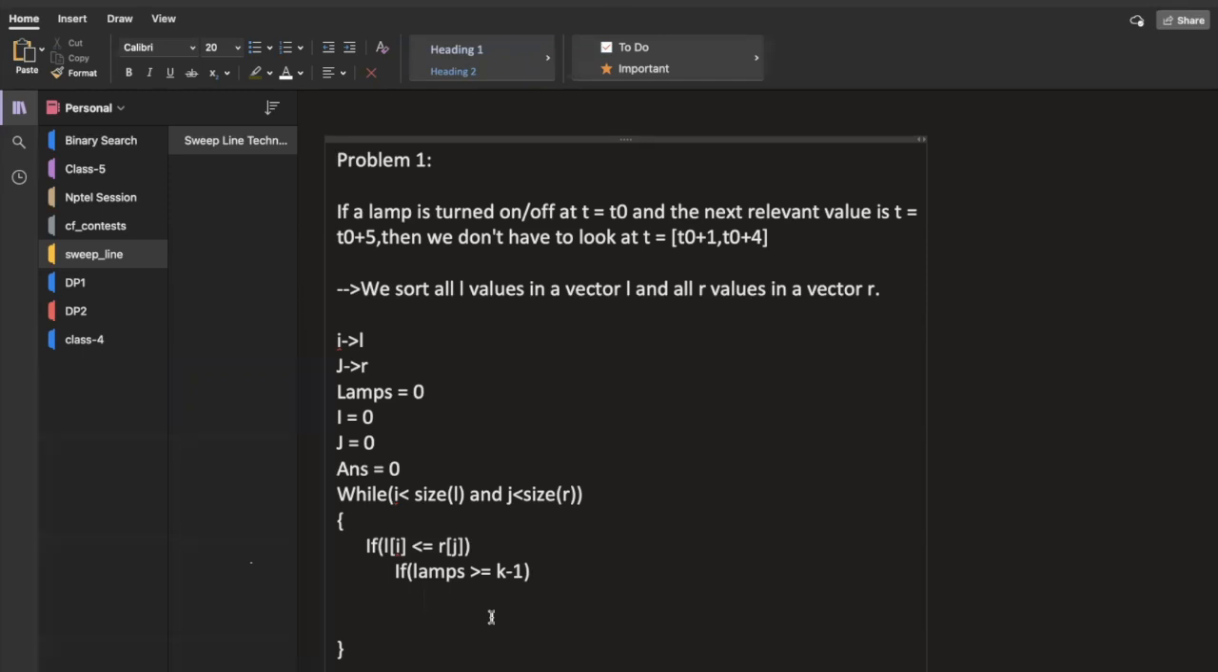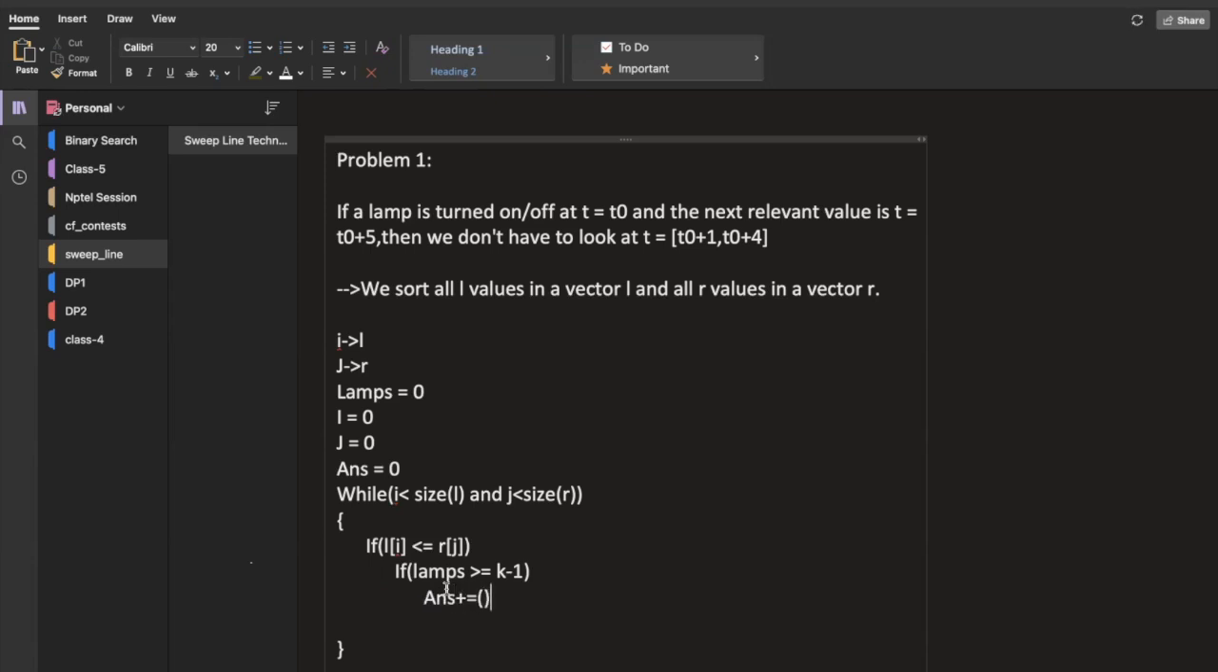We have to find out the contribution of this particular lamp, the lamp which just turned on. So basically, we are making sure that lamps minus 1, K minus 1. Just a minute. Okay, so I haven't noticed that I haven't incremented the lamps variable right now. So it would be nothing but lamps C K minus 1.